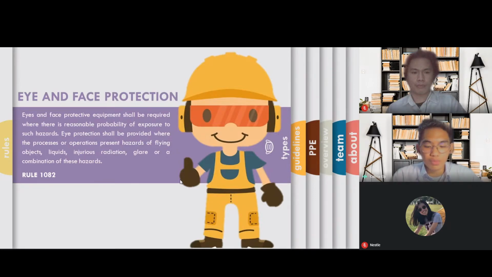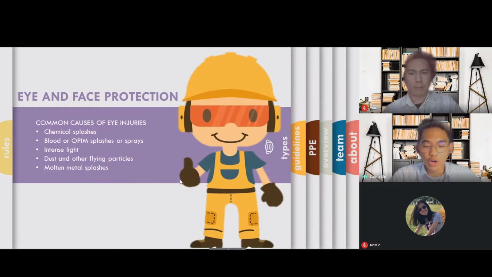Eyes and face protective equipment shall be required where there is a reasonable probability of exposure to hazards such as flying objects, liquids, injurious radiation, glare, or a combination of these hazards. And meron din tayong pinaka-common causes of eye injury. And ito ay yung chemical splashes, pag tumama yung chemical sa mata natin, then blood or OPIM splashes or sprays, intense light, dust, and other flying particles, molten metal splashes.